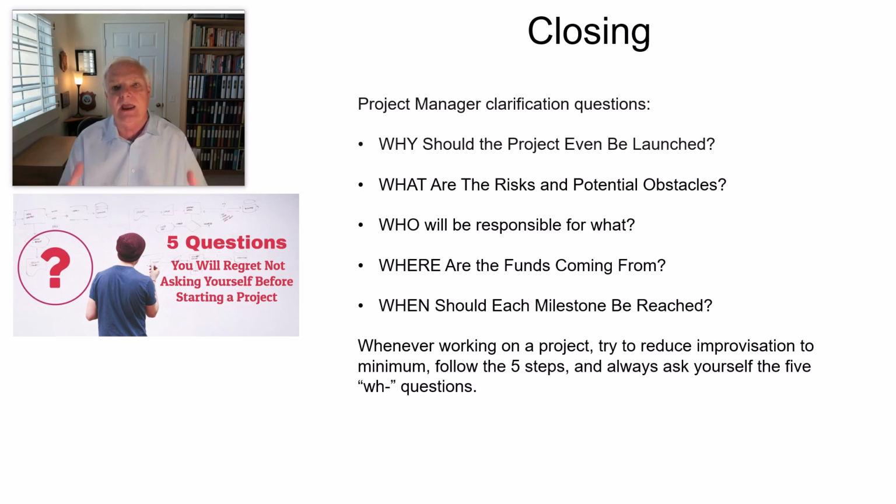You have to establish on and off ramps for plan A's, plan B's, plan C's, because VUCA, change, chaos, all of this is going to happen to you. You've got to have a plan that on a daily basis you can move forward. And that plan has got to be not only worked on by the team, it's got to be agreed on by the team as to this would be the direction for where we're going. So whenever working on a project, try to reduce improvisation to a minimum. Follow these 5 steps and always ask yourself the 5 WH questions.